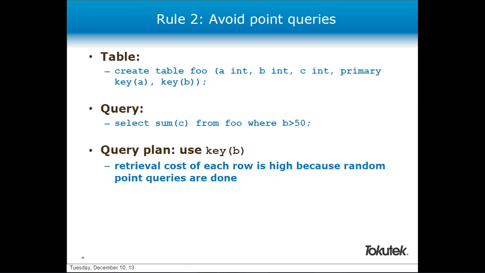All right, so let's go back to an example that I had at the beginning when we were getting our feet wet with query executions. You'll recall we had a table with a primary key of A and a secondary key of B, and we had a query of select sum C from foo where B is greater than 50. And I made the point that a key on B is going to be good, but it could be slow because the retrieval cost of each row is going to be high, because random point queries are done.